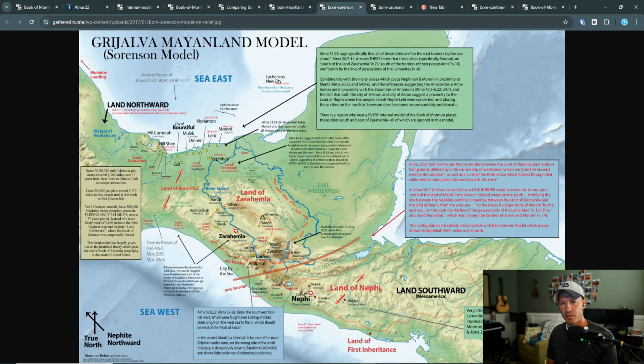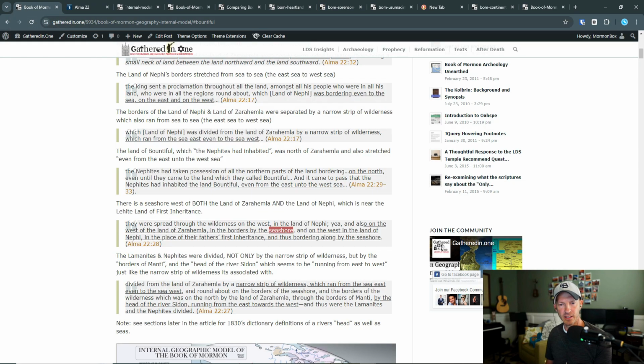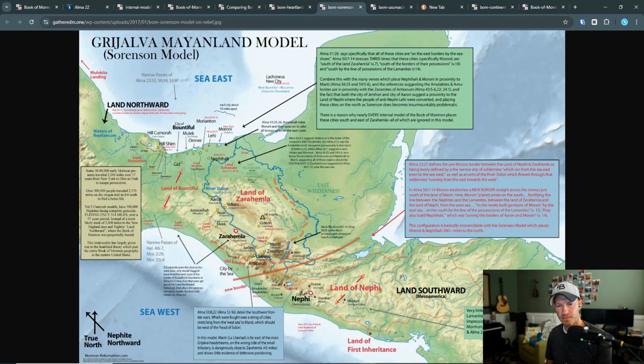Okay, so let's move on. We are now looking at the land of Zarahemla, so we have to make sure that we hit home that the land of first inheritance is along the West Sea. First inheritance is around here, I believe, in the Grijalva model. I think both of them kind of put it along the shoreline, some a little further south, some a little further north. But yeah, in this area.